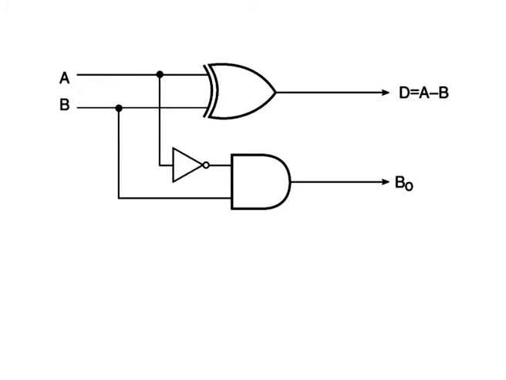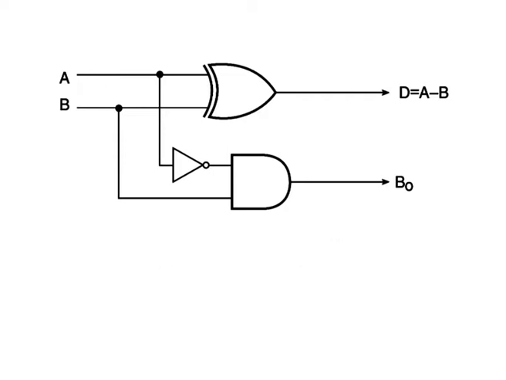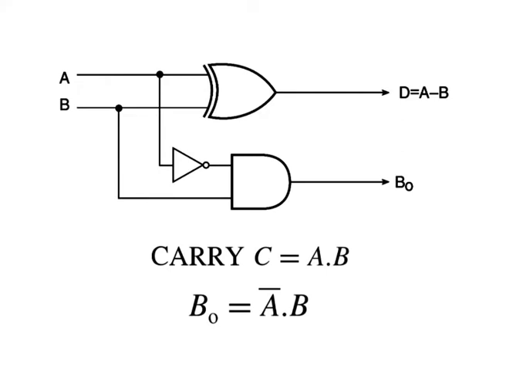Comparing a half subtractor with a half adder, we find that the expressions for the sum and difference outputs are just the same. The expression for borrow in the case of the half subtractor is also similar to what we have for carry in the case of the half adder. If the input A, that is the minuend, is complemented, an AND gate can be used to implement the borrow output.